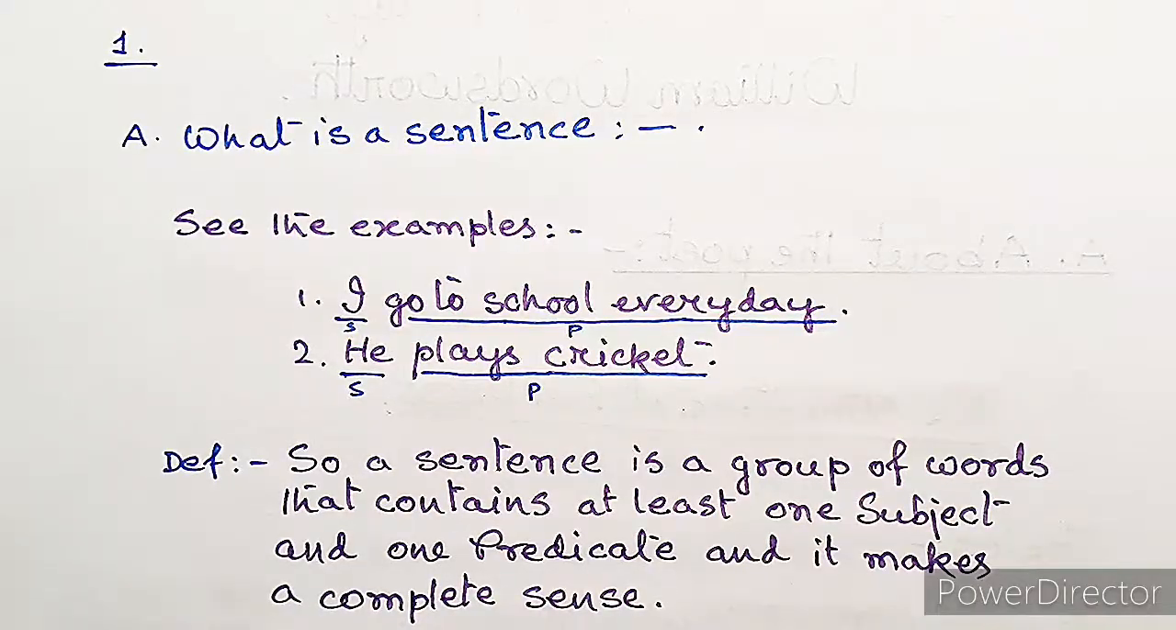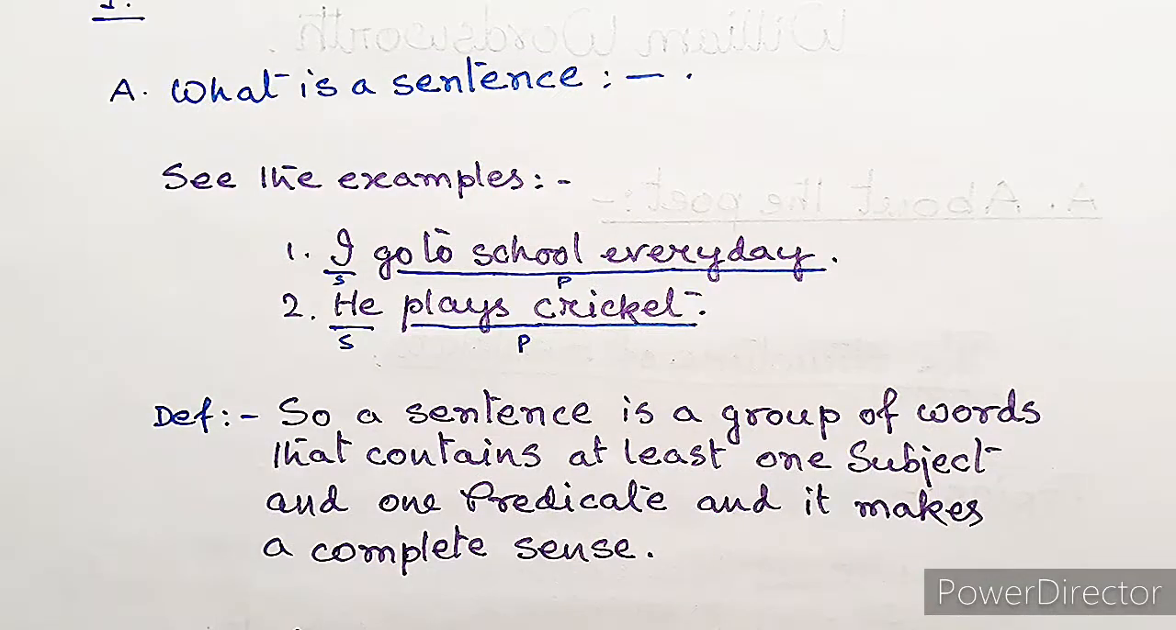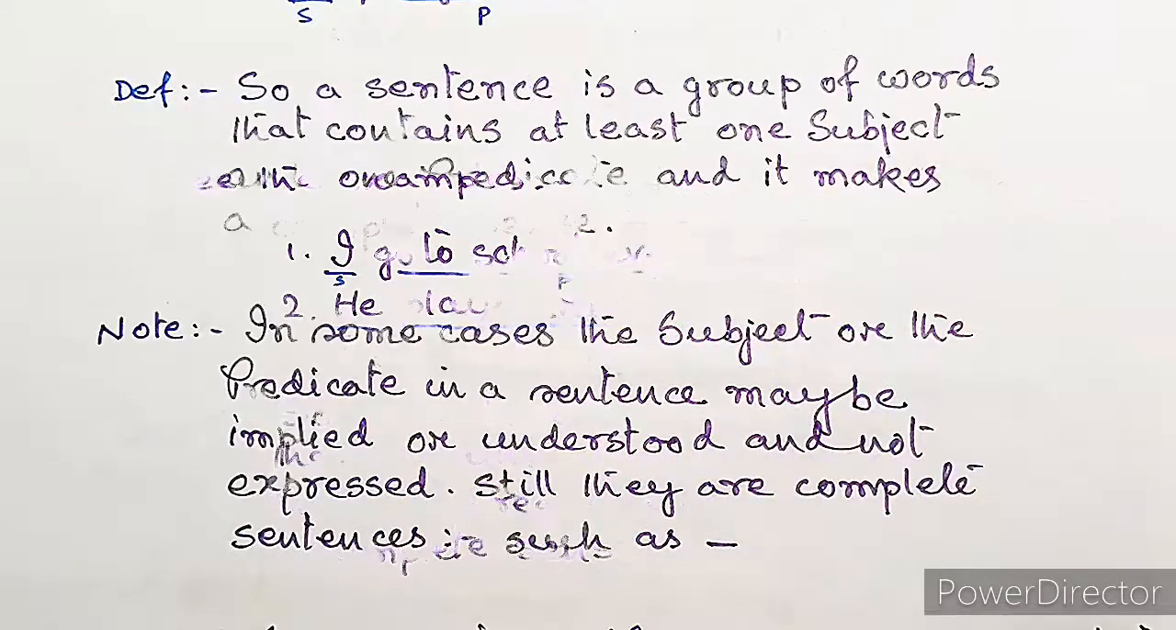Now, let's start with our first topic. The topic is what is a sentence? Note the examples given below. Number 1, I go to school every day. Number 2, he plays cricket. Now see, in example number 1, the subject is I and the predicate is go to school every day. And in example 2, the subject is he and plays cricket. This section is the predicate of the sentence.